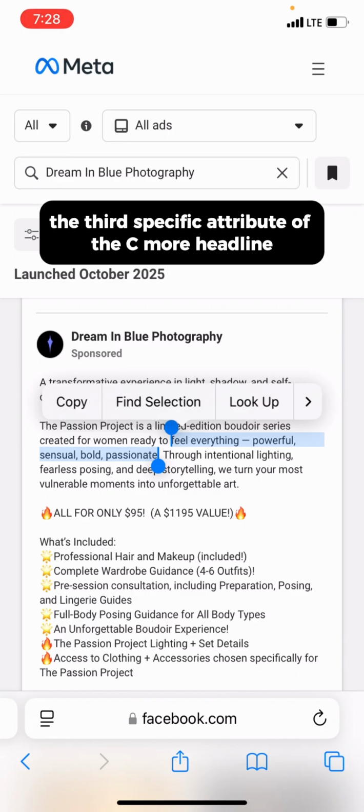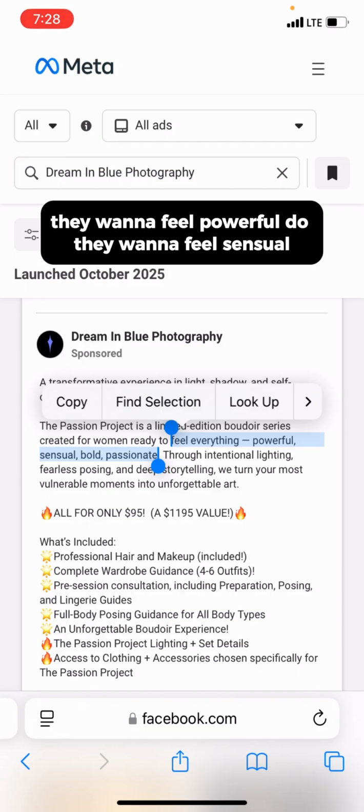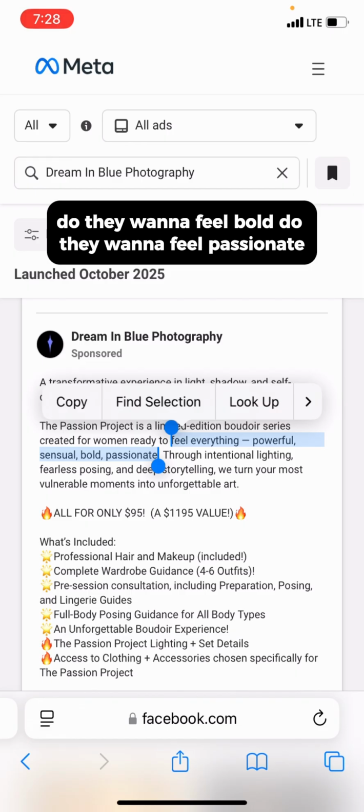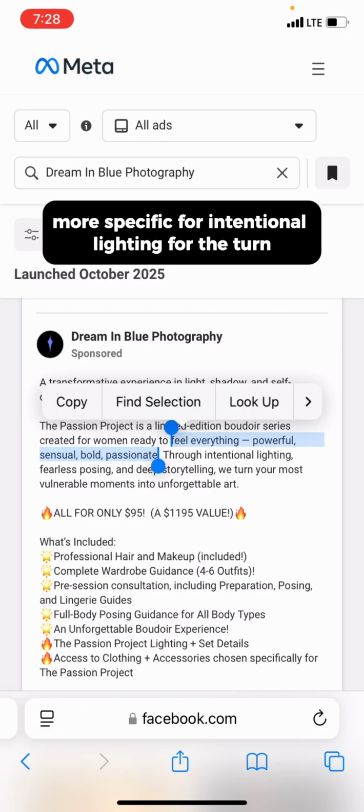These are the positives I was talking about. The third specific attribute of the See More headline. Right there. Do they want to feel powerful? Do they want to feel sensual? Do they want to feel bold? Do they want to feel passionate? We got to get these in the See More headline. More specific. Through intentional lighting.